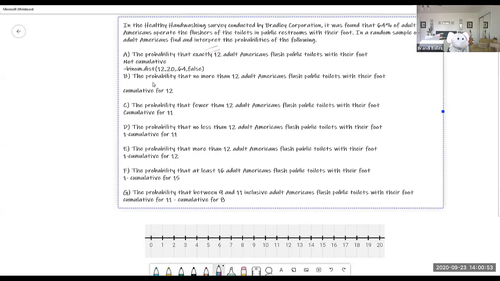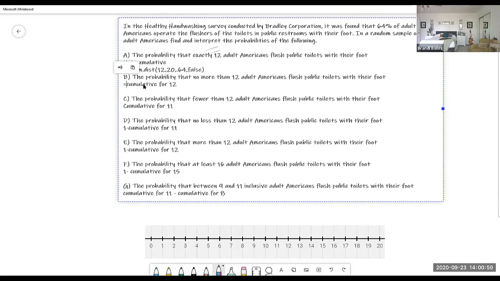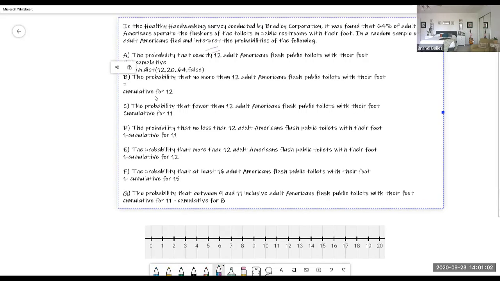Okay, so I'll go type that in now. So this one is equals binom.dist. 12 is the number we care about. 20 is how many we asked. 0.64 is the probability that they said yes. And now I'm going to say true because I want the whole left-hand side of the number line. Yay, we did it. Okay, we could do this.